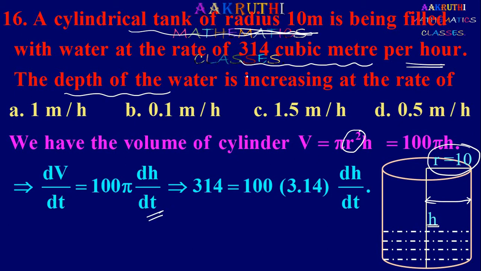Now substitute all the values. It is given that dV by dt is 314. So therefore we get 314 equal to 100 into pi value, we take pi value as 3.14, into dh by dt. Now 100 into 3.14 is 314. So we have to find dh by dt.